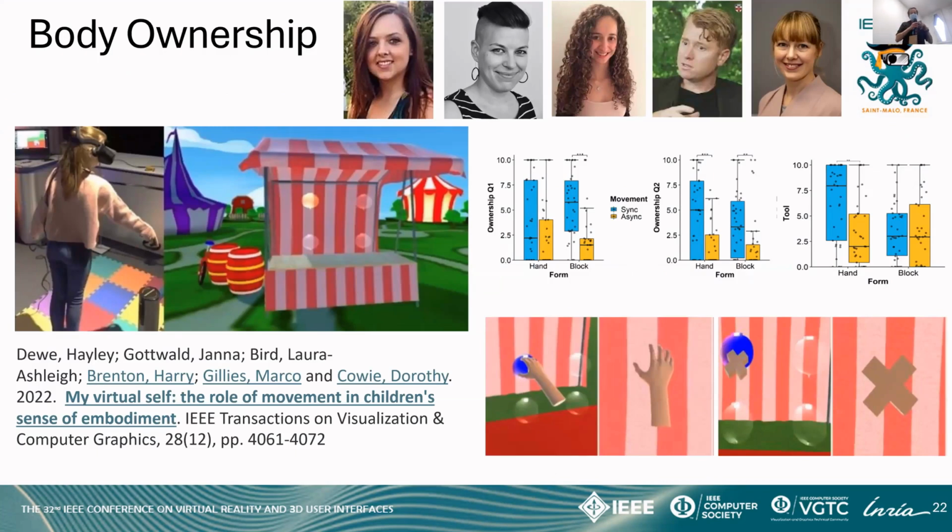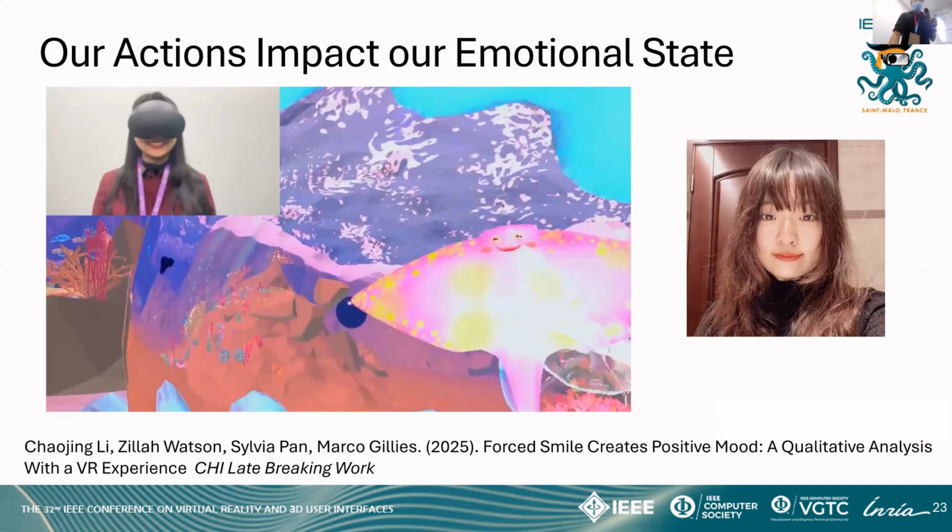We've done studies related to what kind of bodies people can embody. This is my colleagues at the University of Durham, developmental psychologists, Dorothy Cowie, looking at how we more readily accept things that look like hands than things that look like crosses, but actually kids are more accepting of it. So there are a lot of variational factors that impact body ownership.